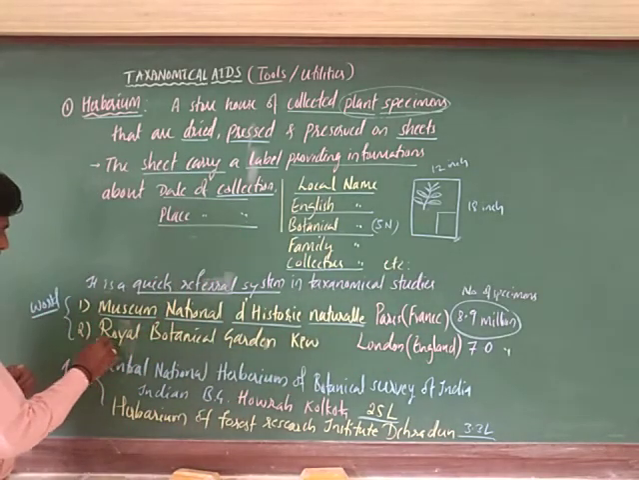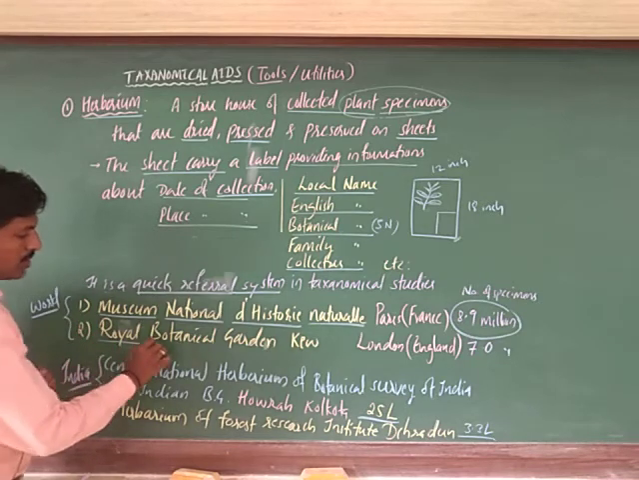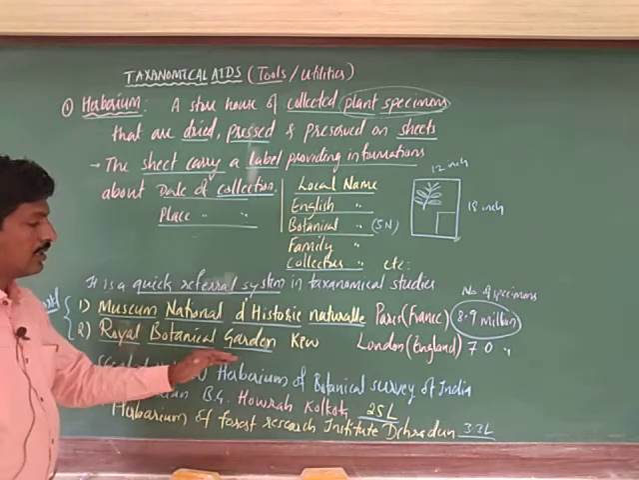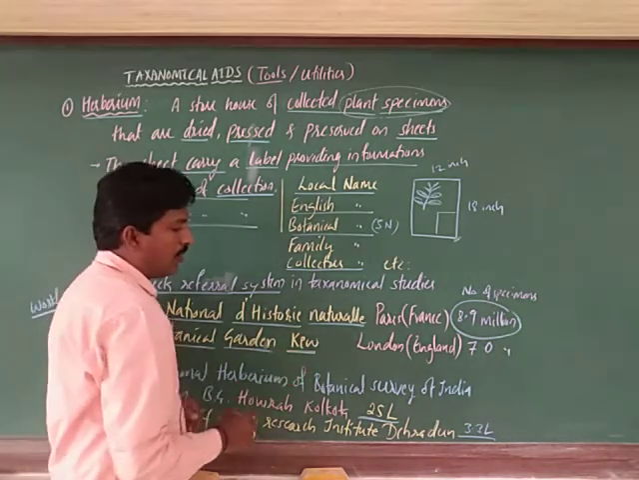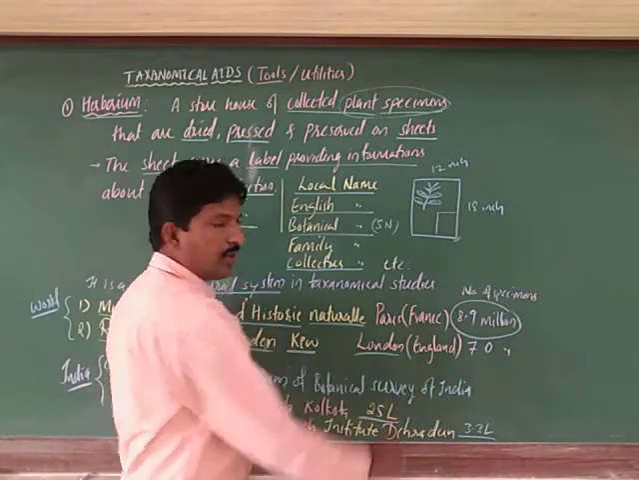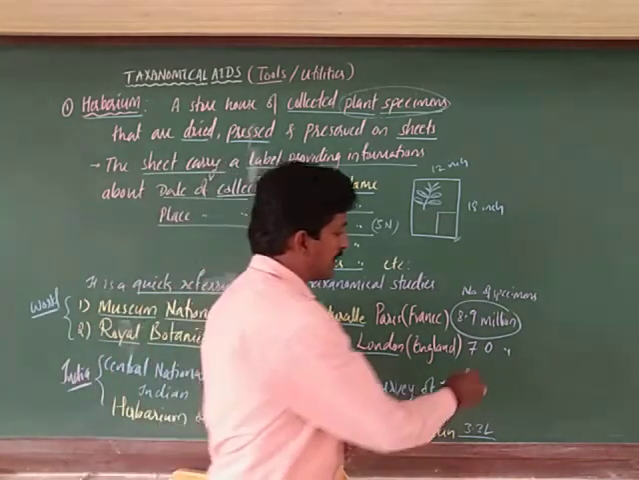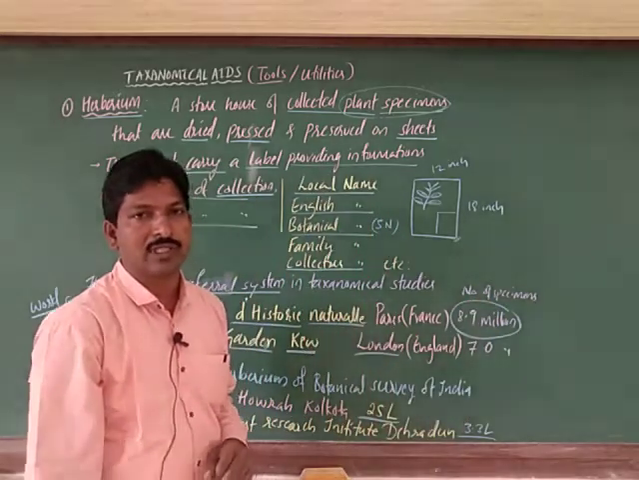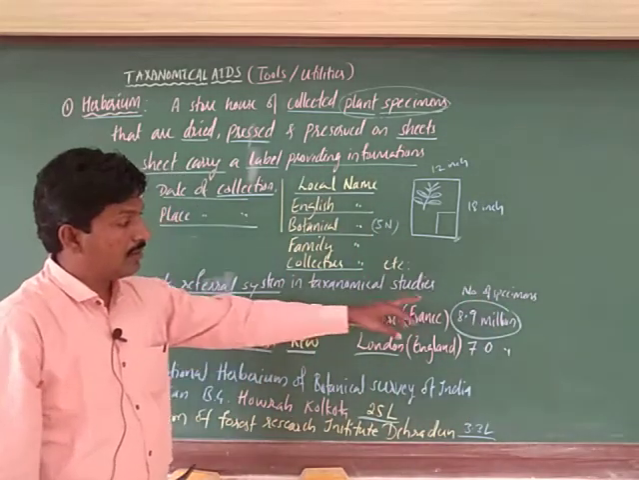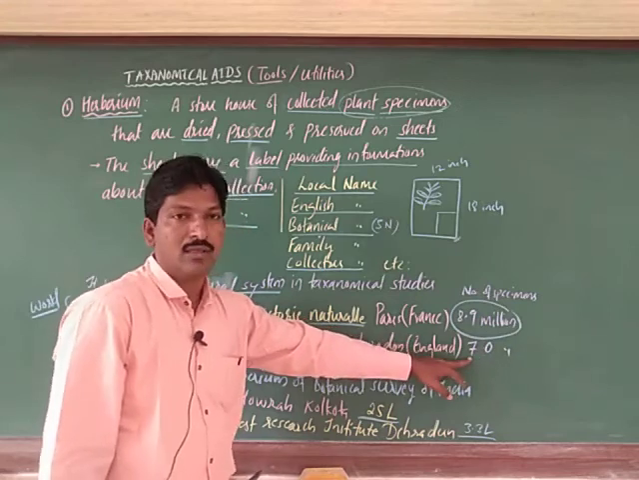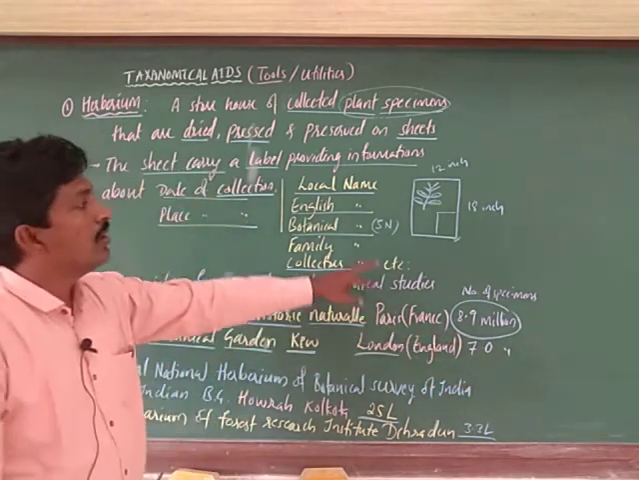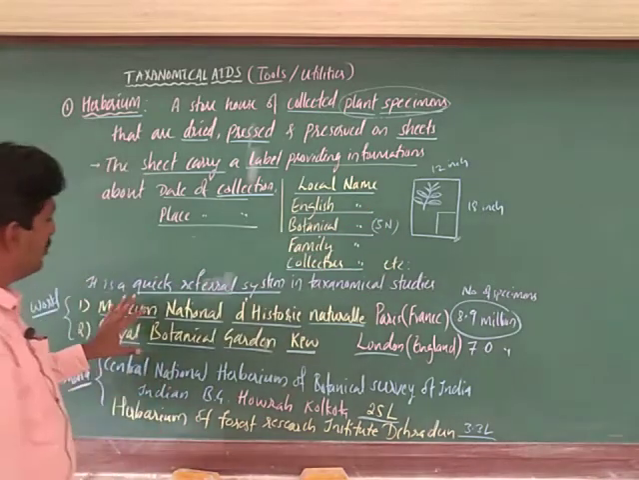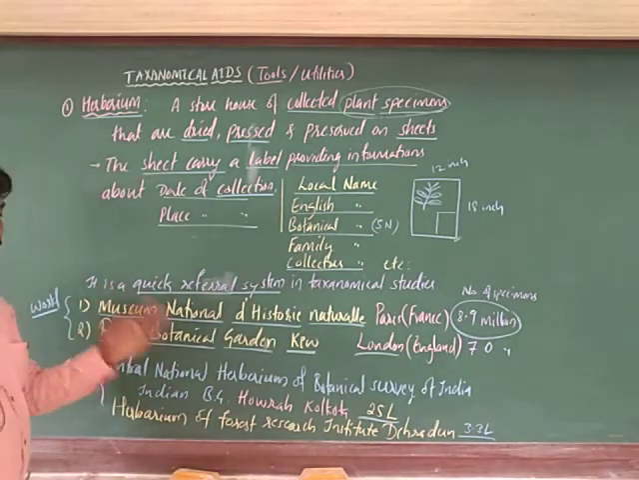Another large one in the world is the Royal Botanic Gardens, Kew, which is in London, England. About 7.0 million specimens are stored here. That much is preserved for study purposes.